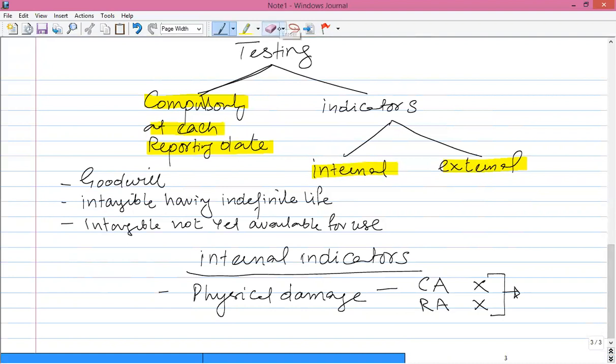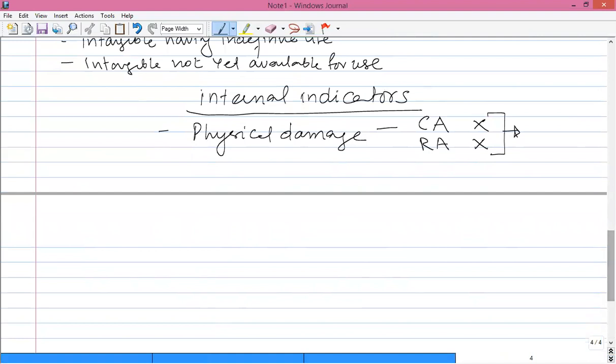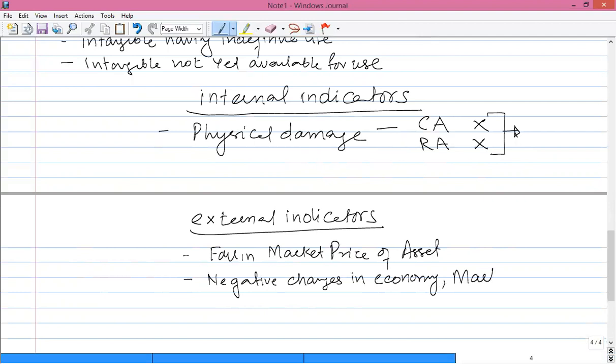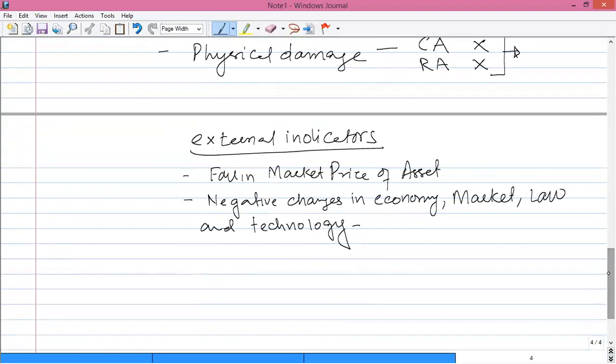As far as external indicators are concerned, there are various external indicators. One indicator classified as external is a fall in the market price of the asset. Or we can say any negative changes in economy, market, law, and technology. This might damage the value of the asset. So we need to perform impairment testing, that is, compare carrying amount with the recoverable amount.